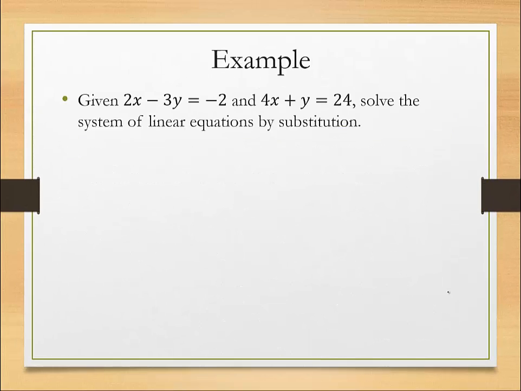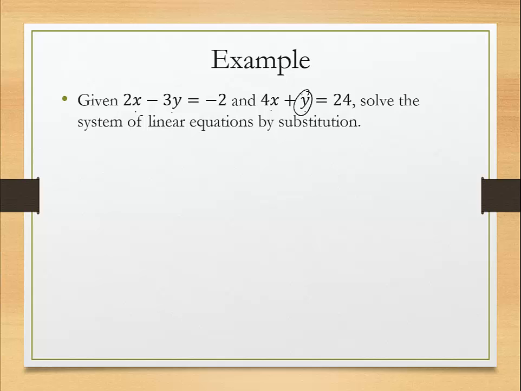Okay, first example. Given 2x minus 3y equals negative 2 and 4x plus y equals 24, solve the system of linear equations by substitution. Now, whenever we solve by substitution, the first step is to solve for a variable, just one single variable. Now, we have 4 of those. We have an x, we have a y. We have an x, we have a y. Which one of those 4 is easiest to solve for? Ask yourself that. Which one is easiest to solve for? And that would be this y, because all I have to do is bring that 4x over in order to get y by itself. So let's go ahead and do that.